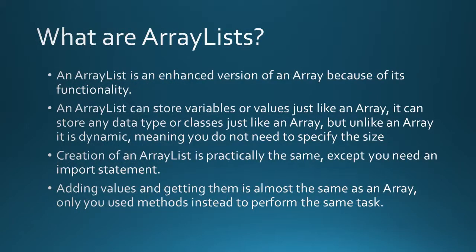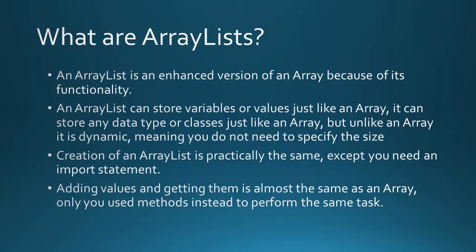Now, what are array lists? An array list is an enhanced version of an array because of its functionality and some additional methods that you could use that are really beneficial. An array list can store variables or values just like an array can. It can store any data type or any class, again just like an array. But unlike an array, it's dynamic, meaning that you don't have to specify its size.